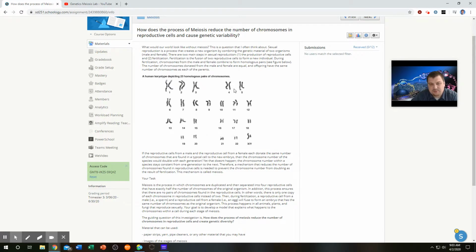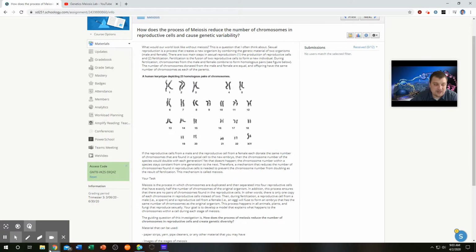And so we're going to be looking at this. What's awesome is we have 23 pairs. Meiosis actually keeps that number the same for each generation. If you think about mitosis, each cell, when it's produced, would end up with the exact same 23 pairs of chromosomes. Meiosis, on the other hand, only has one of each pair passed on.